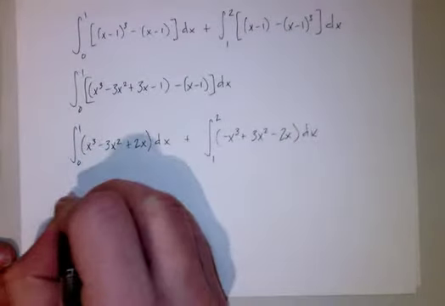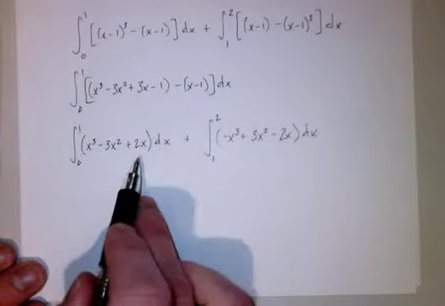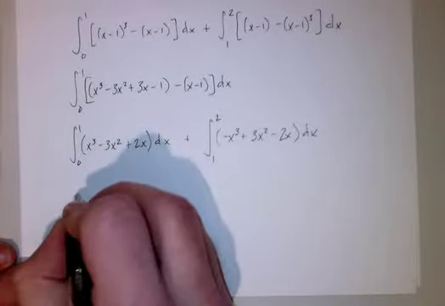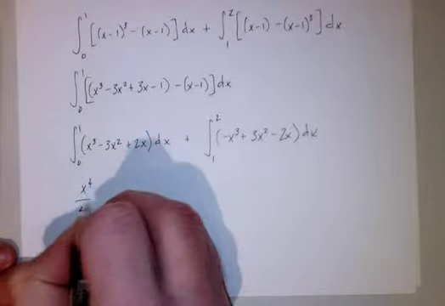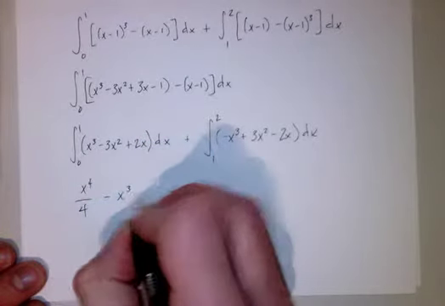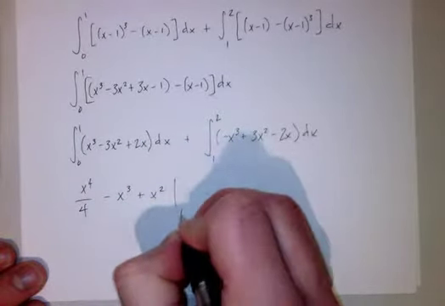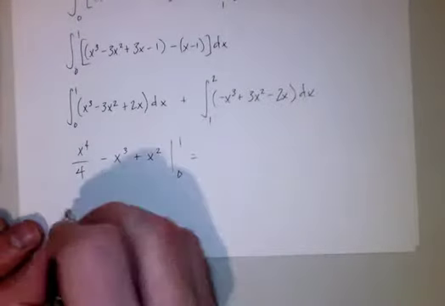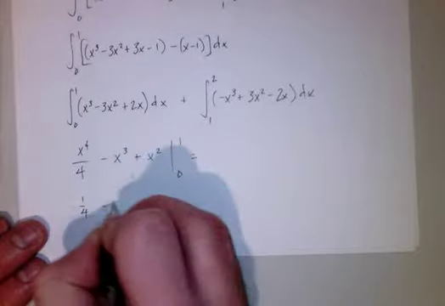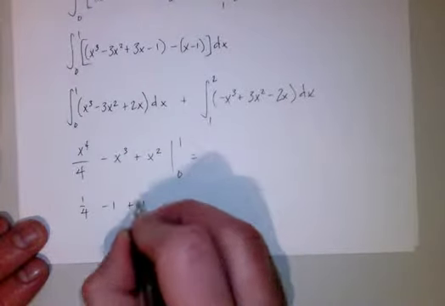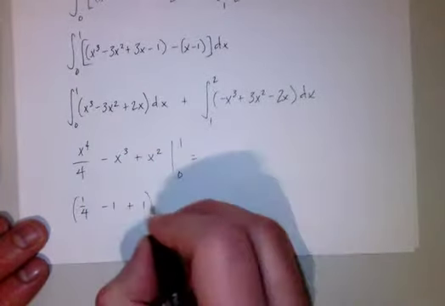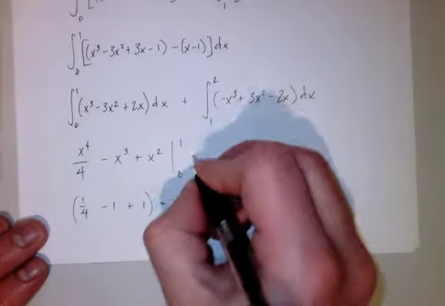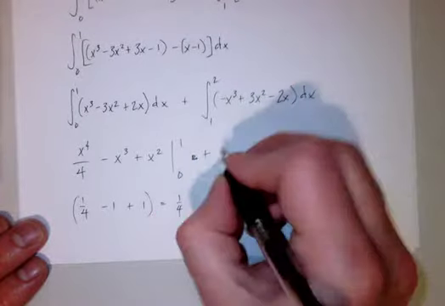Now from 0 to 1, and granted this is going to be much easier because I have a 0 in here as part of my limits of integration, and so I have x to the 4th over 4 minus x cubed plus x squared from 0 to 1. Okay, let's go ahead and figure that one out. That one ends up being 1/4 minus 1 plus 1, okay, which of course is 1/4. Here, sorry, I shouldn't have put an equal sign right there. Let's go ahead and do a plus.